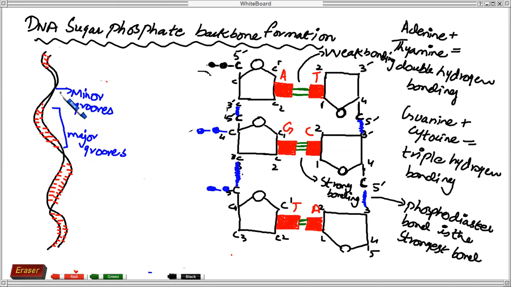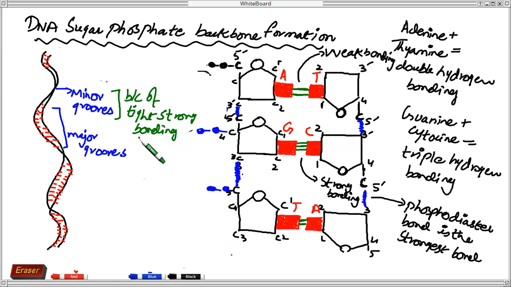Minor grooves are more twisted and major grooves are less twisted. Why? Because wherever the tight bonding of guanine and cytosine has come up, or the ratio of guanine and cytosine bonding is high, then the twist becomes the minor groove one. Okay, ज़्यादा वो turn हो जाता है because of tight, strong bonding of guanine and cytosine. That is triple bond.